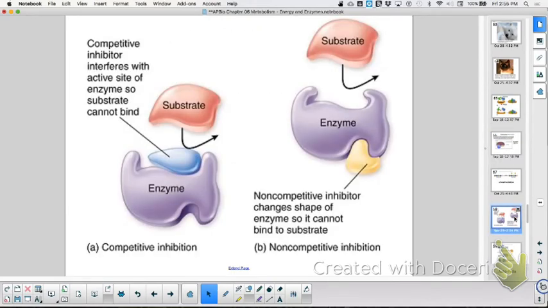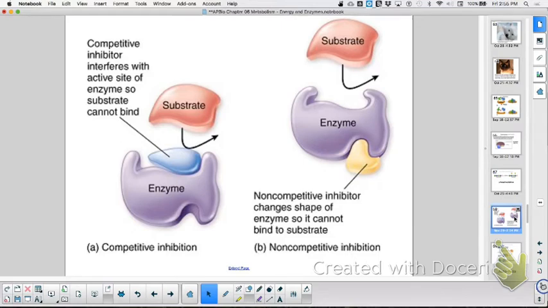Two types of inhibition shown here, competitive and non-competitive. Competitive, it's competing for the active site. Something else wants to bind onto the active site. It could be reversible, it could be irreversible. If it's irreversible, it's probably a poison, okay? But it could be a way to control when it binds on.